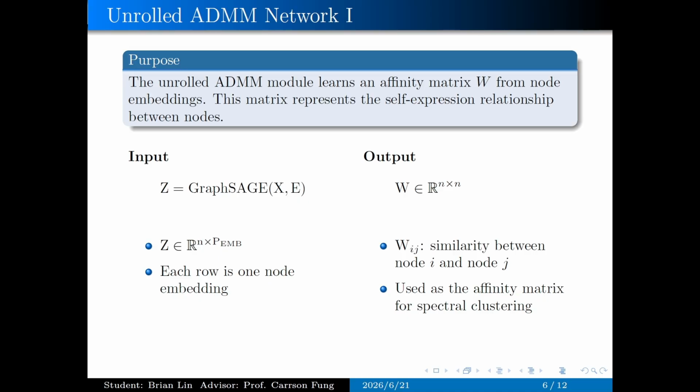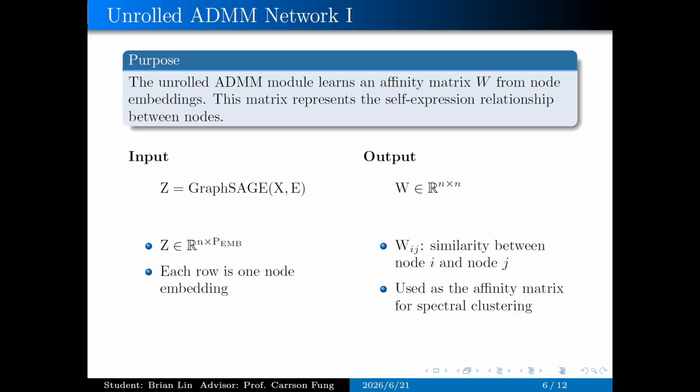This part is the Unrolled ADMM network. Instead of using an iterative algorithm, we use this kind of unrolled network. Let's talk about the purpose first. The purpose is to learn an affinity matrix W from node embeddings, and this matrix represents the self-expression relationship between nodes.